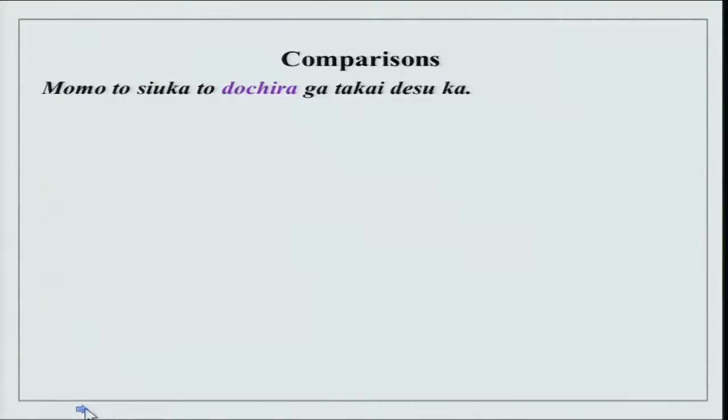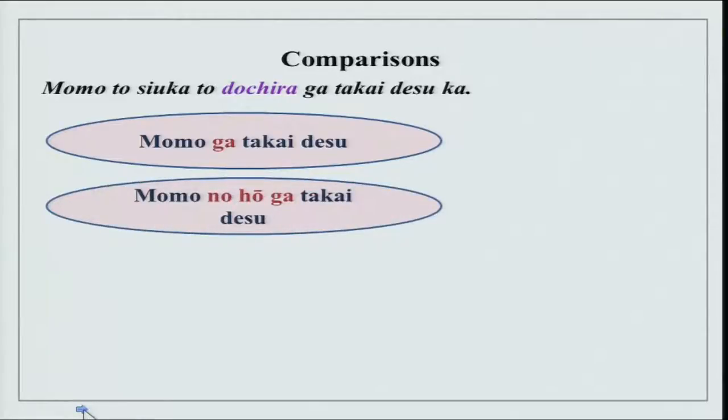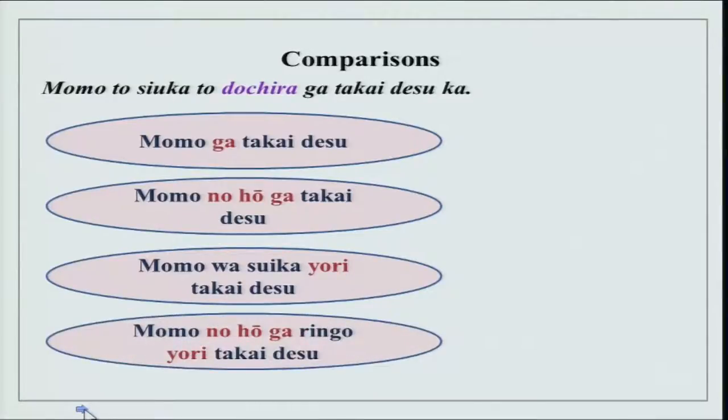Now, momo to suika to, momo is peach, suika is watermelon, to dochira ga takai desu ka? Simple set I have given you over here. You can compare now. Momo ga takai desu. One answer. Second answer is momo no hou ga takai desu. Third answer is momo wa suika yori takai desu. Momo is more expensive than suika. And momo no hou ga ringo yori takai desu.